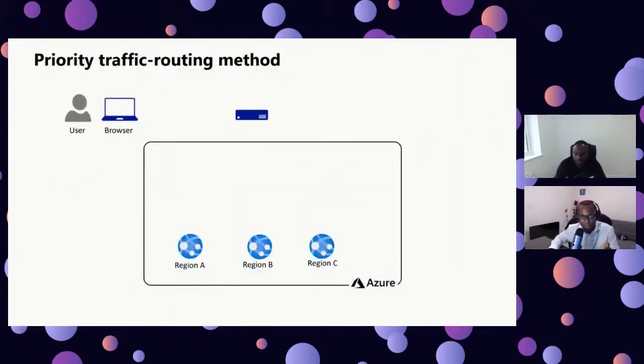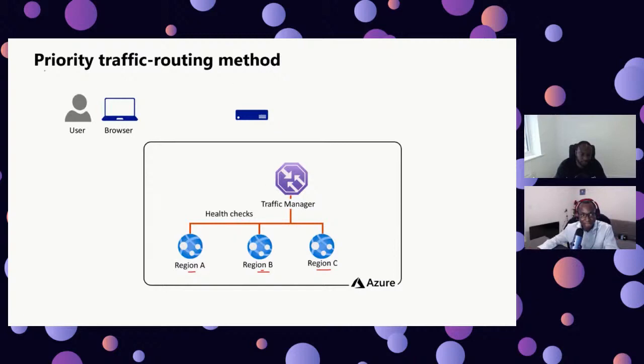Let's start with one of the routing methods called priority. How does that work, Sakofi? In this use case, I've got my instance in three regions: region A, region B, region C. That could be in Azure, that could be outside Azure, but in three different regions. I have a Traffic Manager profile, that's what they're called. I configure the Traffic Manager profile with my backend and the health check. Similar to what we've been looking at.